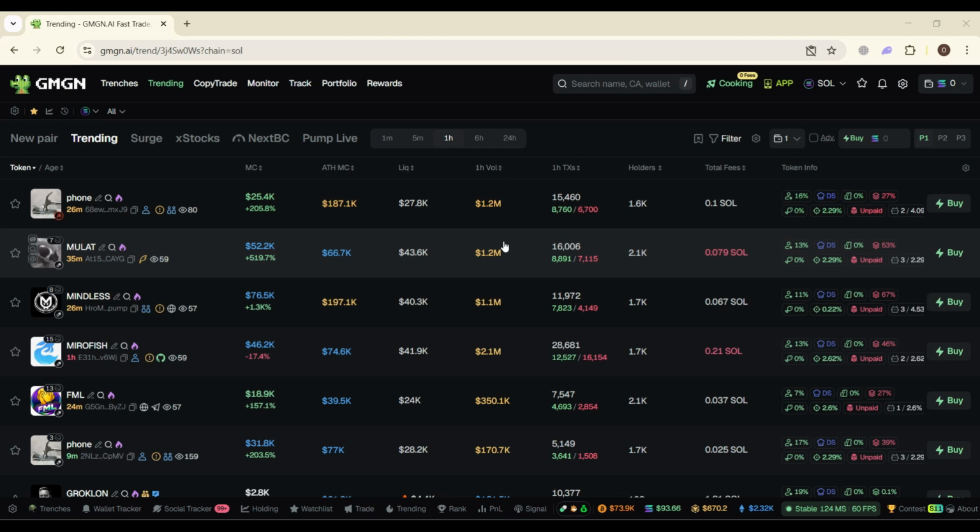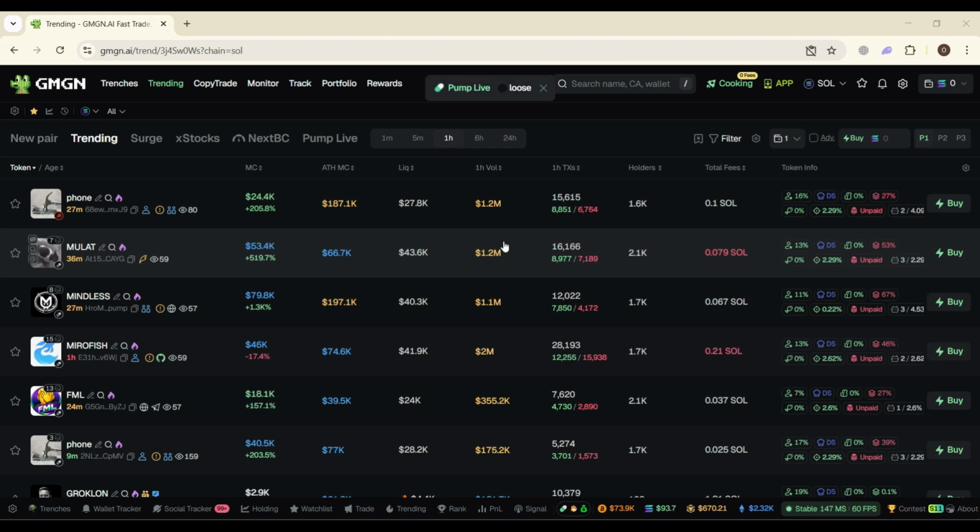Okay, so what is AI score in GMGN AI? The AI score is a number that helps you quickly understand how strong a token looks based on different data points. Think of it like a rating system. Higher score means stronger signals and lower score means weaker signal.